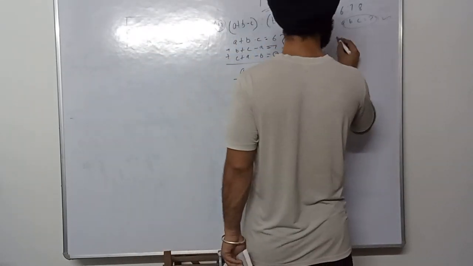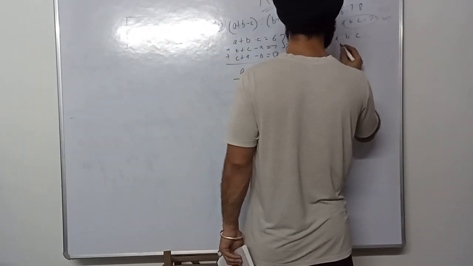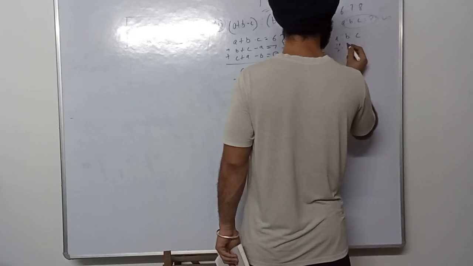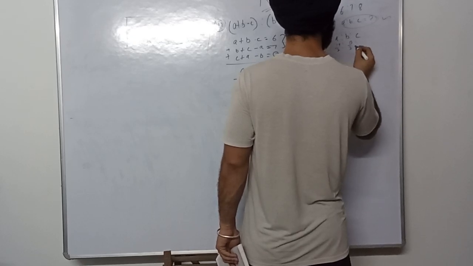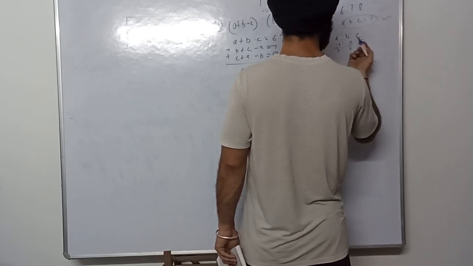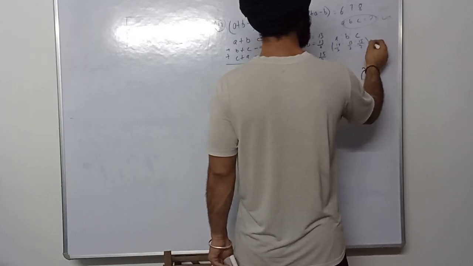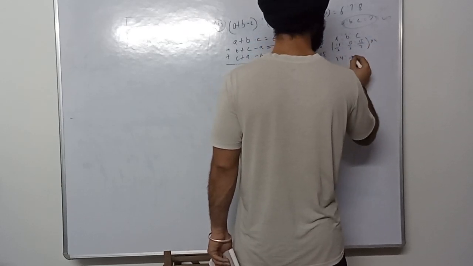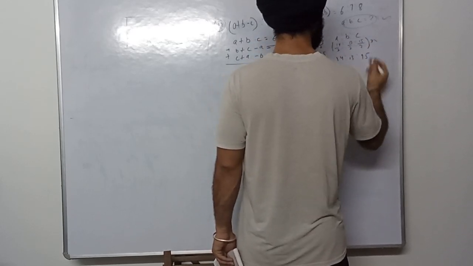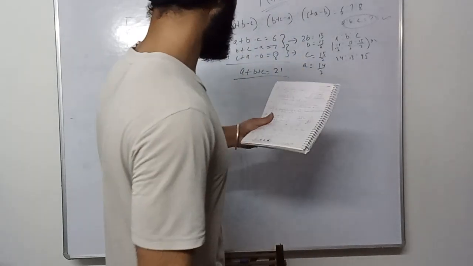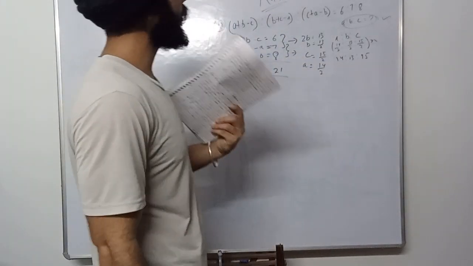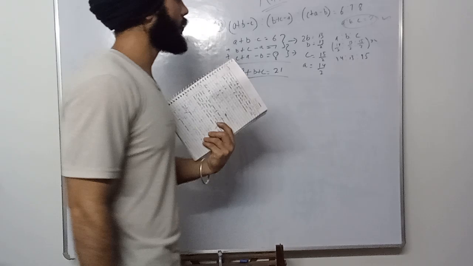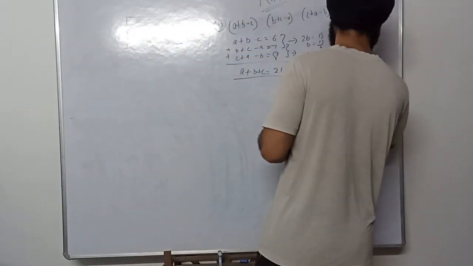So A ratio B ratio C will be 14 by 2, 13 by 2, 15 by 2. We can multiply it by 2, which gives 14 ratio 13 ratio 15. This is the exact value: A ratio B ratio C is equal to 14 ratio 13 ratio 15.